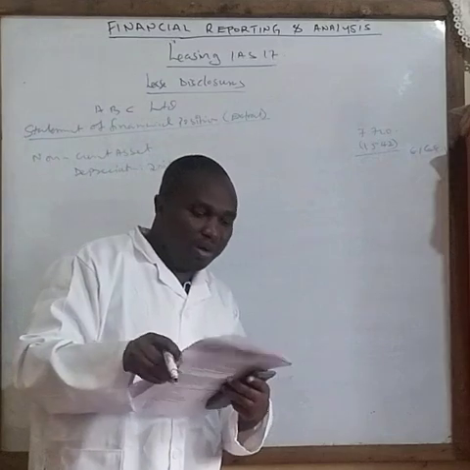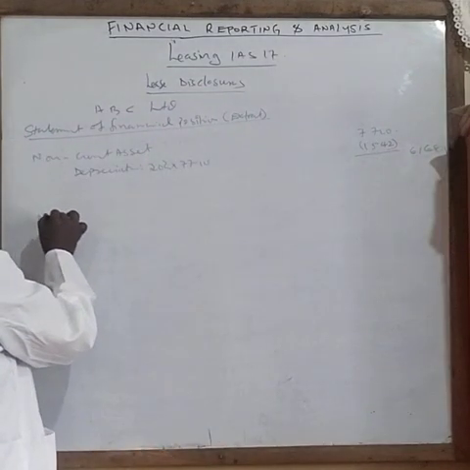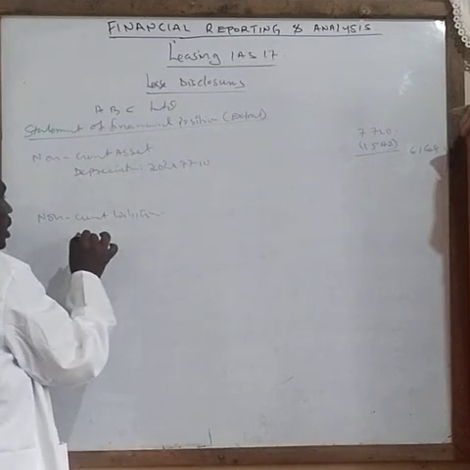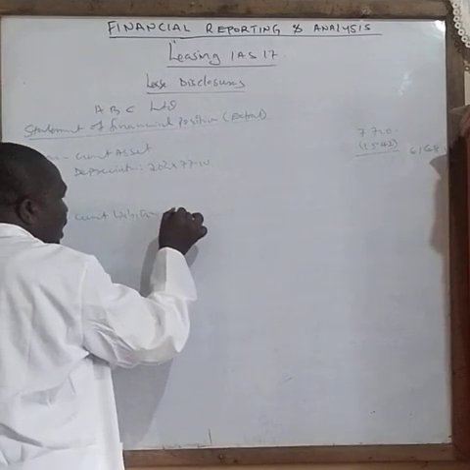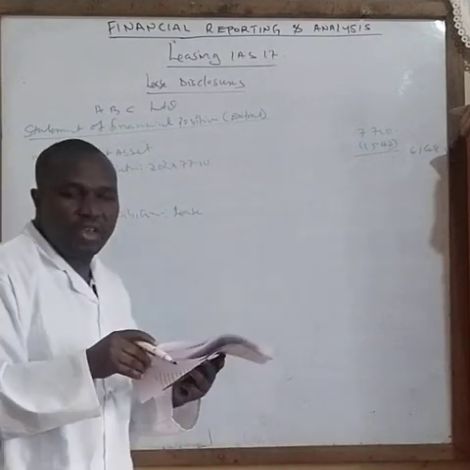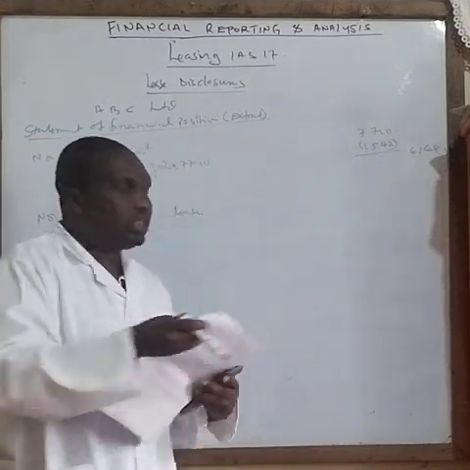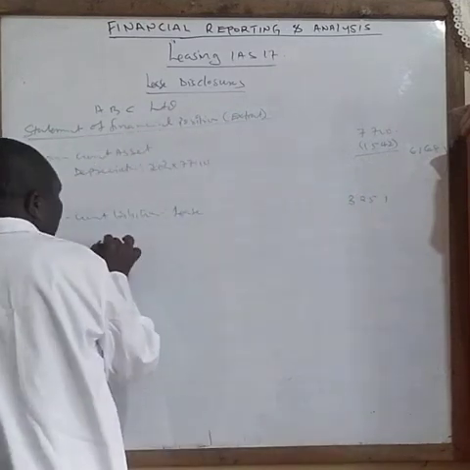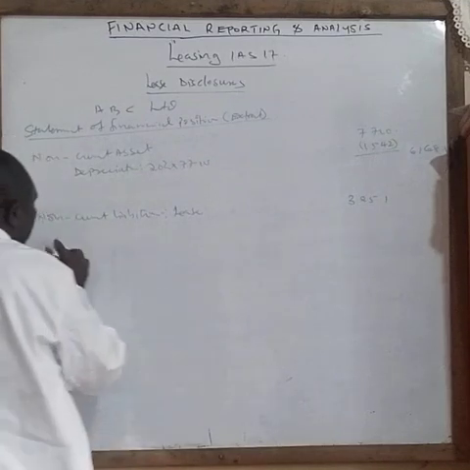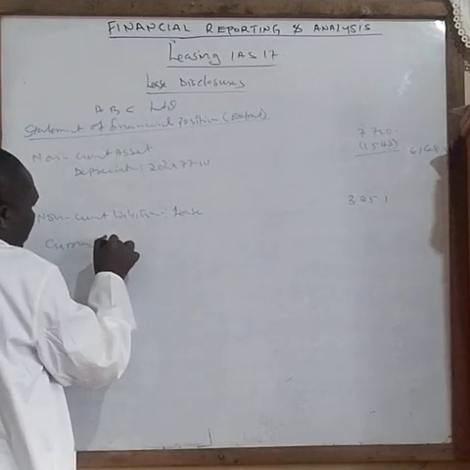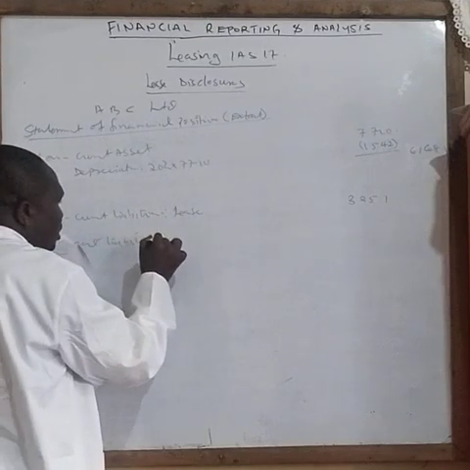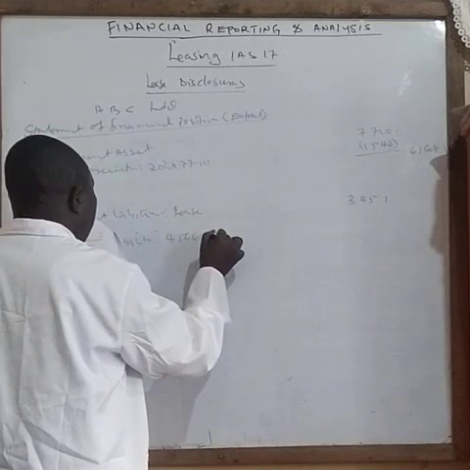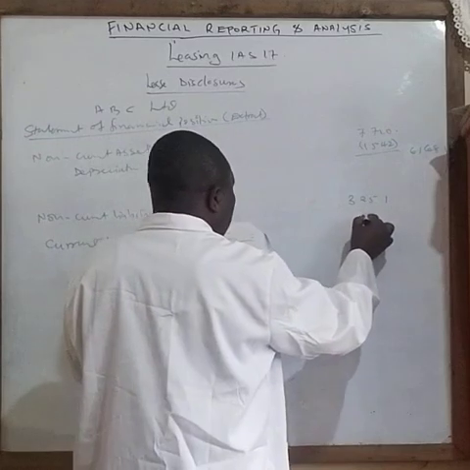Correct? Now what about the non-current liabilities? You come and say non-current liabilities. We shall have the lease. In this case, we already had the figure for the lease. You remember the figure we got? We found it to be 3,251. Then current liabilities. In this case, it will be 4,566 minus 3,251, so this figure will give you 1,315.